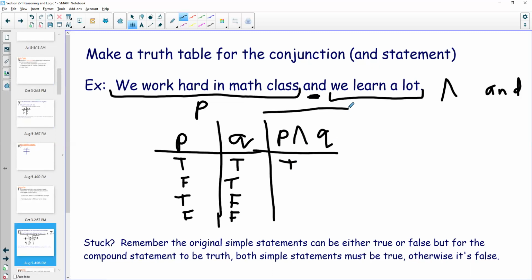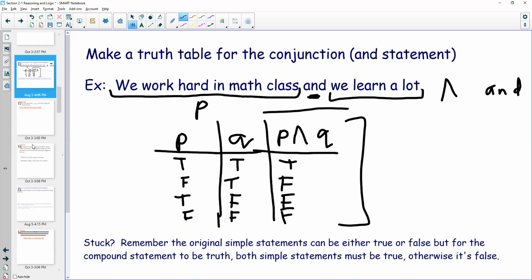If the first part is false, or I don't have a fish in my kitchen, then this whole thing is false, because I'm not telling you the truth. If we're not working hard in math class and we think we still learn a lot, the whole thing isn't true. If we work hard in math class and that's true, but we don't learn anything, well, I also didn't completely tell you the truth, so that again is false. And if we do neither thing, we don't work hard and we don't learn a lot, it's like me telling you there's a fish and a tiger and there's neither, that is false. So this is what a truth table for a conjunction looks like, for an and.